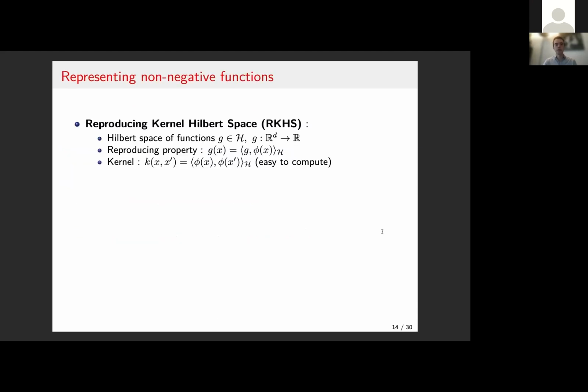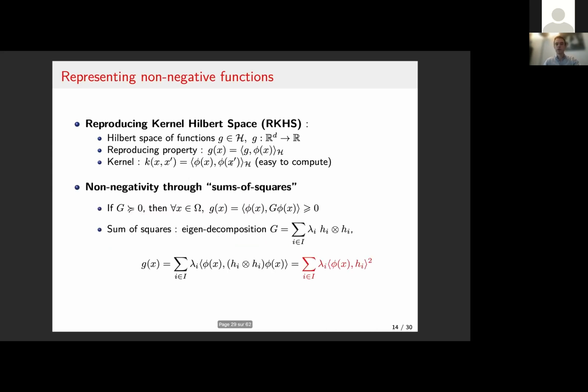So just a quick reminder. An RKHS is a Hilbert space of functions from R^d to R, here, that has a reproducing property. So you can evaluate the value of a function g in this RKHS as an inner product in this RKHS with the so-called feature map phi of x. And it has a kernel, K of x, x prime, that's easy to compute, and that can also be expressed as the inner product between the feature maps at the locations x and x prime. So we're going to introduce a model for non-negative functions through so-called sums of squares.